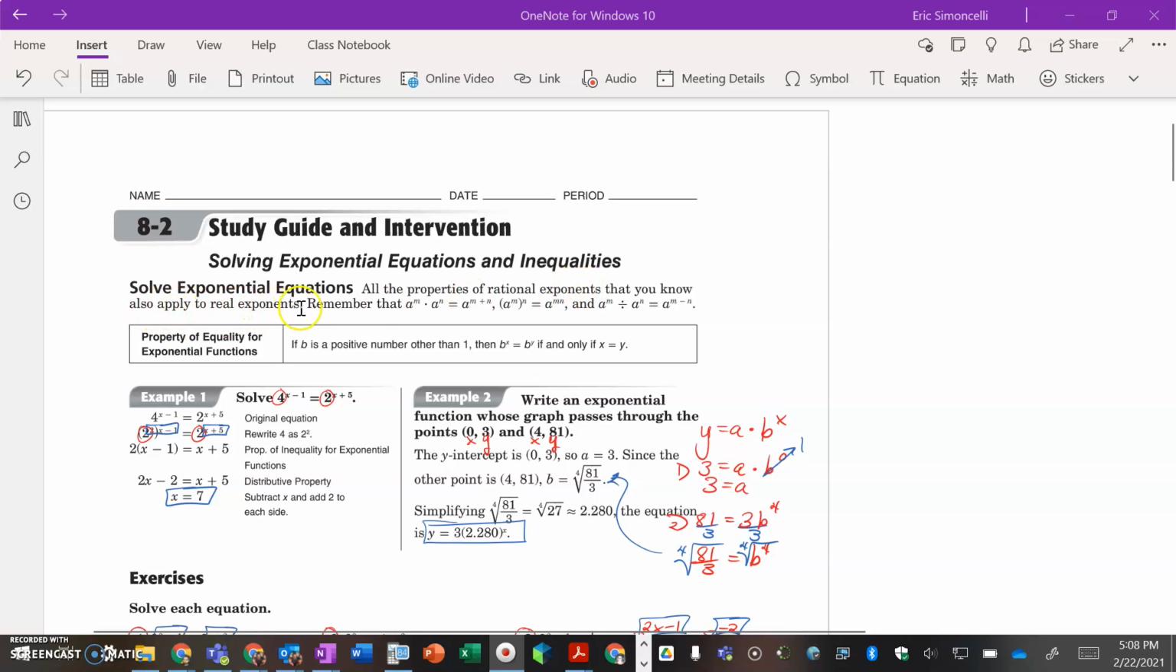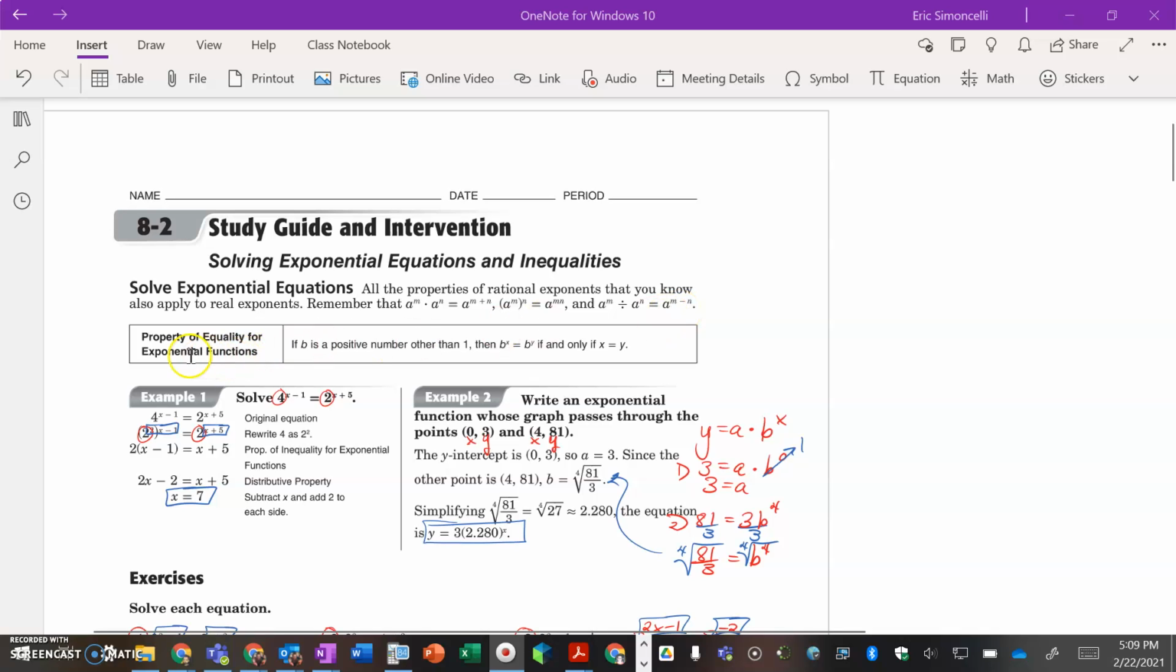So, solving exponential equations. All the properties of rational exponents that you know also apply to real exponents. Remember that a to the m times a to the n is equal to a to the m plus n. That's one property to remind yourselves of. So is a to the m all raised to the n, which results in a to the m n. As is a to the m divided by a to the n equal to a to the m minus n.